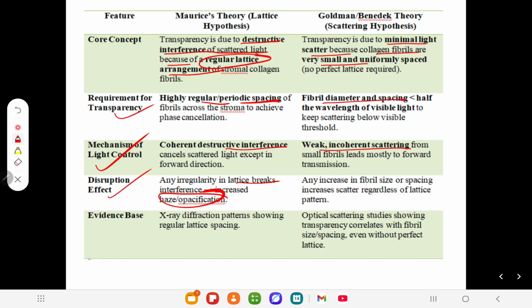Sorry, it will create destructive interference at a low level. Any increase in fibril size or spacing will create scattering in Goldman theory. So these are the things, and we have seen evidence in X-ray patterns and also. But definitely, Maurice theory is more accepted than Goldman theory.